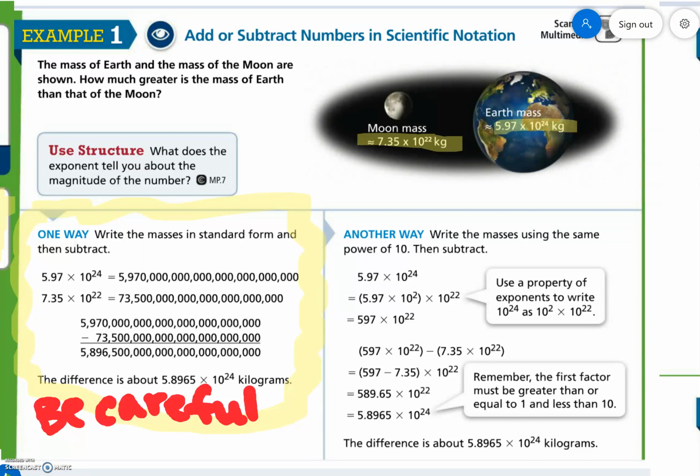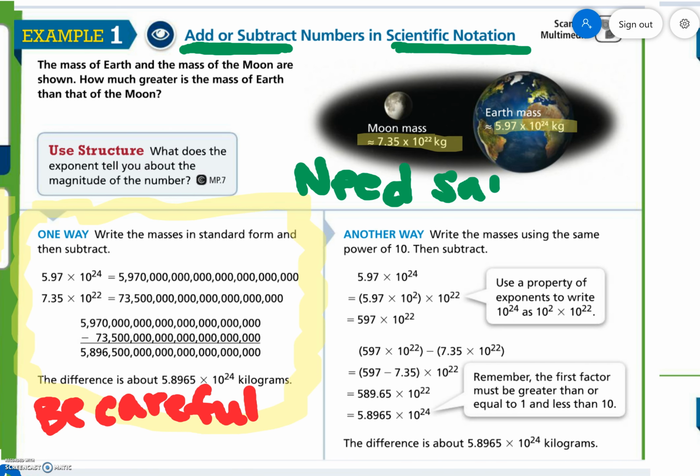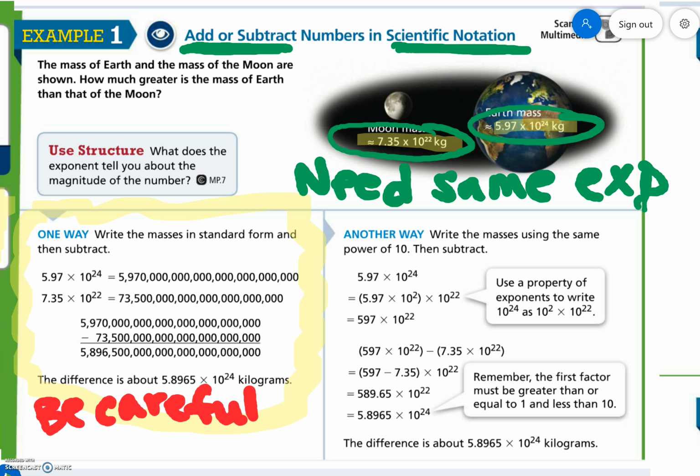The problem is when you're adding or subtracting, make sure you write this down. When you're adding or subtracting in scientific notation, you need the same exponent. And you always are going to go with the lower exponent. So is 22 or 24 lower? 22, good. So we have to change this number into having an exponent with 22. So that's what they did here. 5.97 times 10 to the 24th.